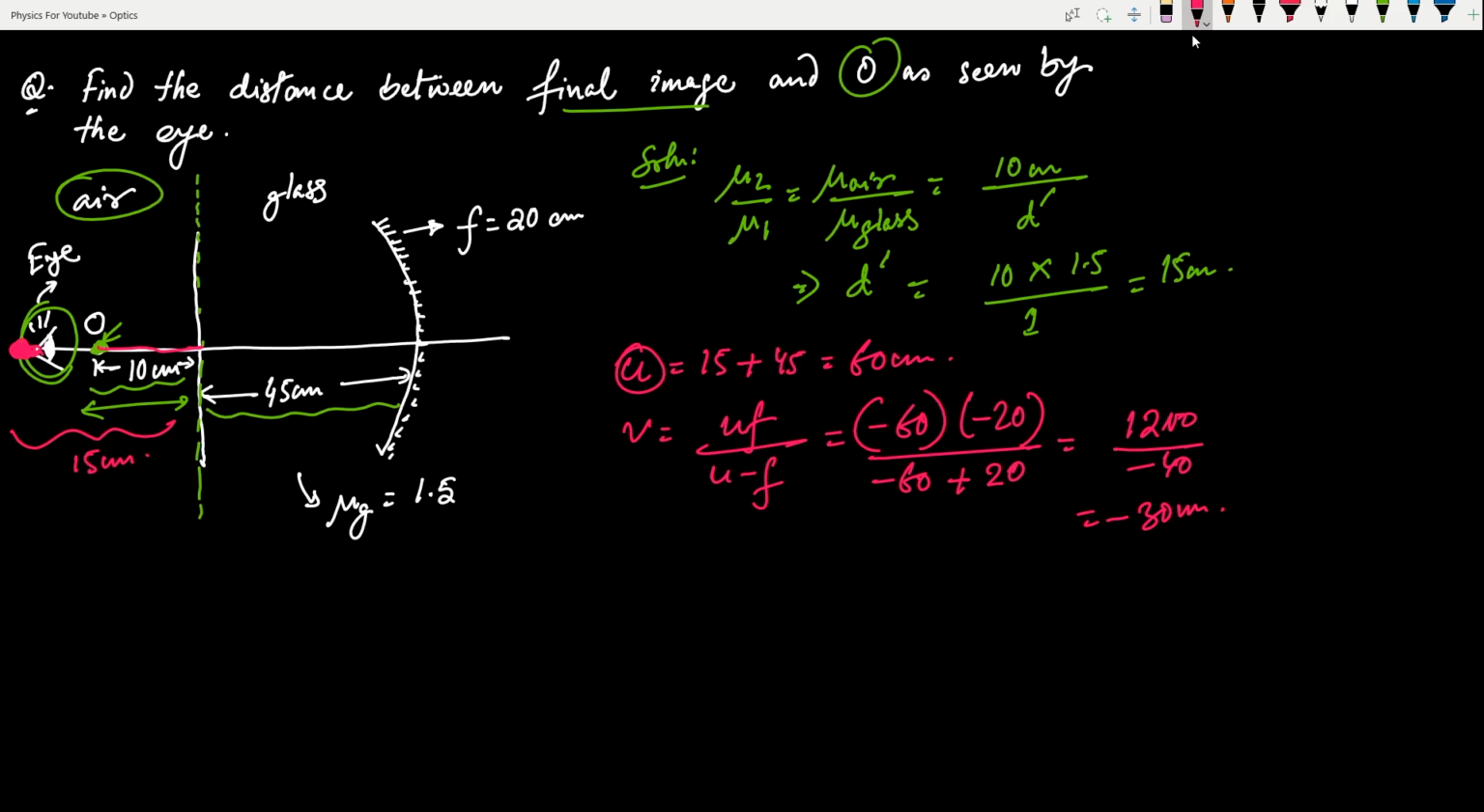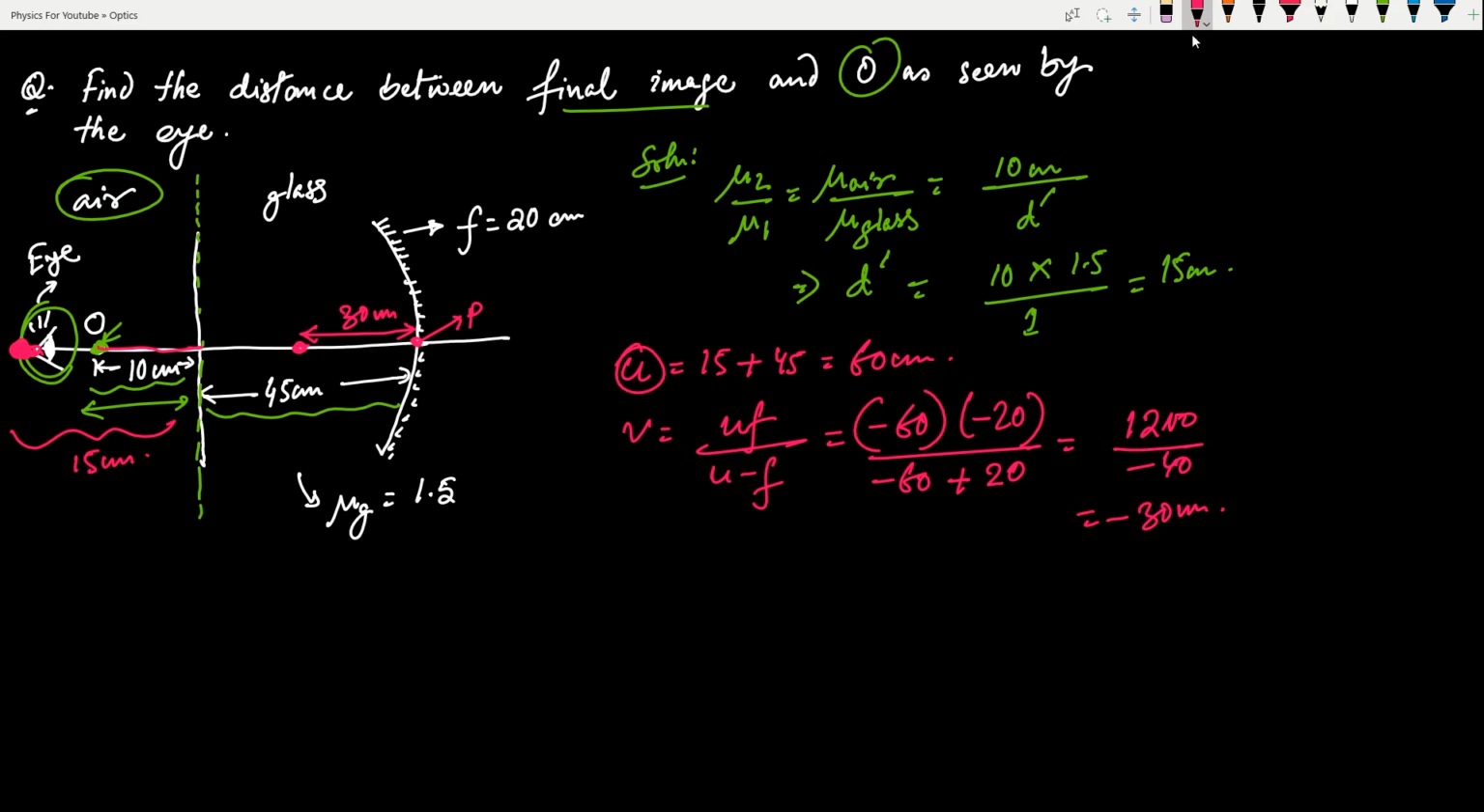So we can see that the image will be formed at 30 centimeter, that is somewhat here, this distance will be 30 centimeter, minus 30 centimeter in front of the mirror. Okay, minus 30 means 30 centimeter in front of the mirror, and the calculation should be done from the pole. This is the pole.